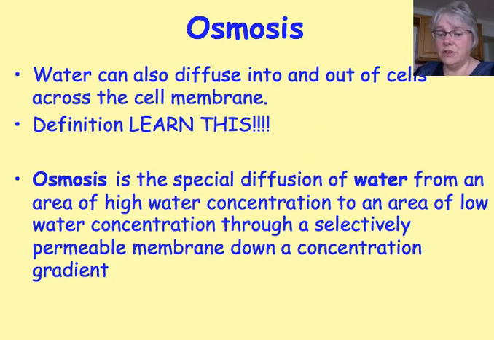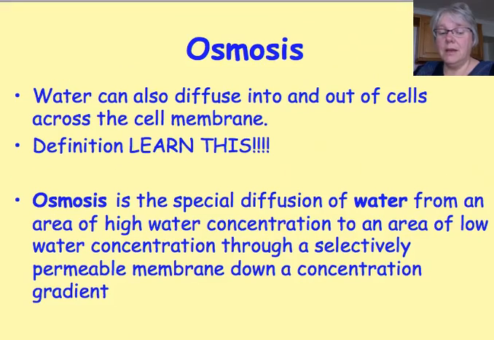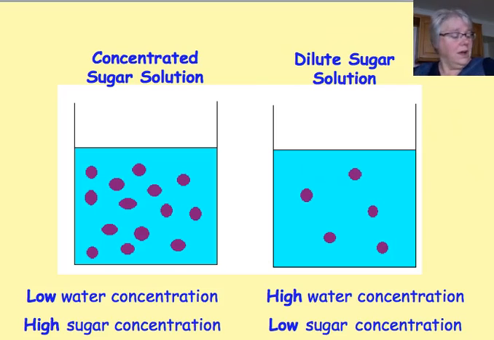So all the elements of diffusion are still there, that you're moving from an area of high concentration, except this time it's water, to an area of low concentration, again it's water, and its movement through a selectively permeable membrane, and it's also down a concentration gradient. So really what we're just talking about is diffusion of water. Now, when we come to look at diffusion, we do have to think in terms of water concentration. So we need to think of the water concentration in solutions to do that.